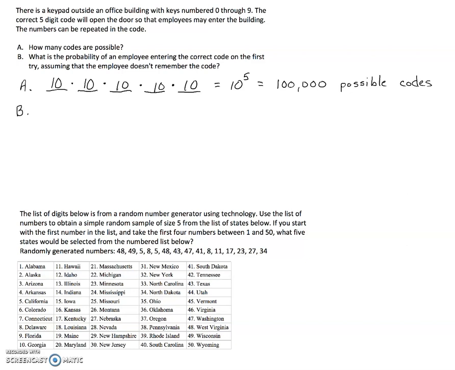Now, part B says, what's the probability of an employee entering the correct code on the first try, assuming that they don't remember the code? So out of those 100,000 possible codes, how many of them are correct? Well, just one. So the probability is one correct code out of 100,000 possible codes.